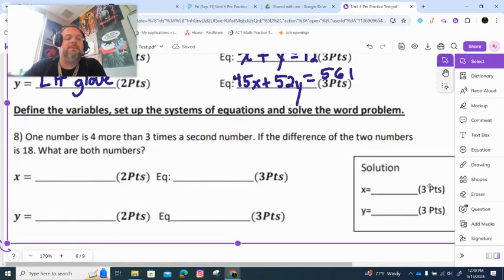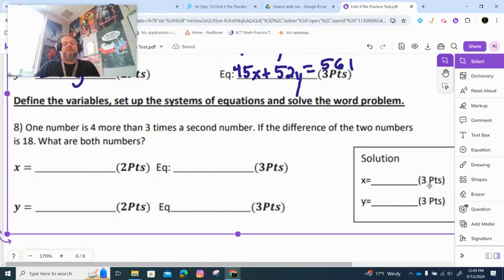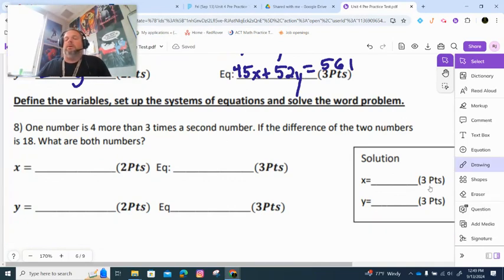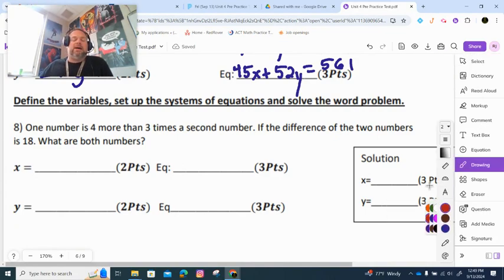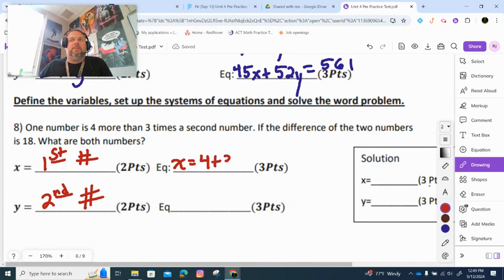All right, number 8. One number is 4 more than 3 times the second number. The difference between two numbers is 18. If somebody would have said that to me like that, I would have had to say, all right, write it down. One number is 4 more than 3 times the second number. Awesome. I got it. So this is my first number. This is my second number. The first one is 4 more than 3 times the second number. The difference, which means subtraction, is 18.